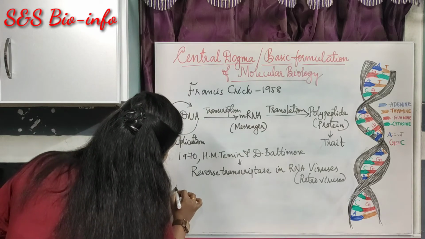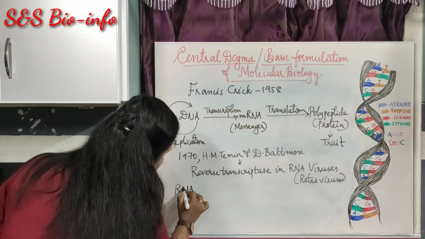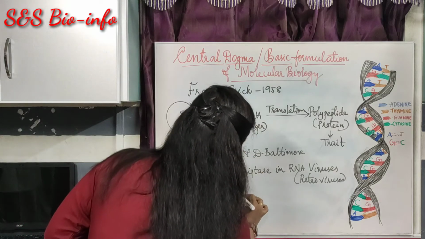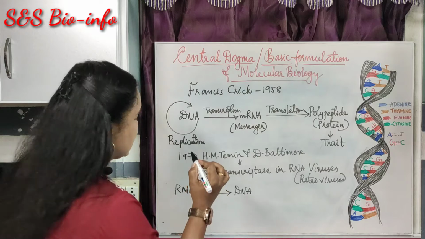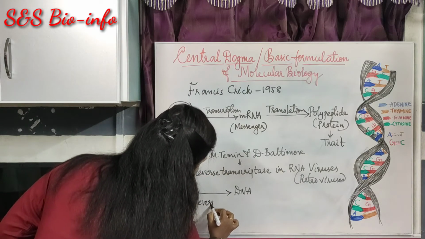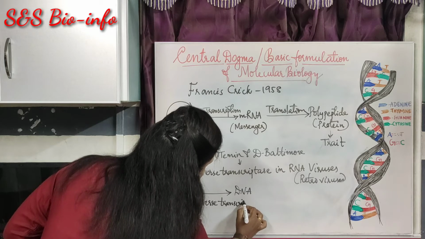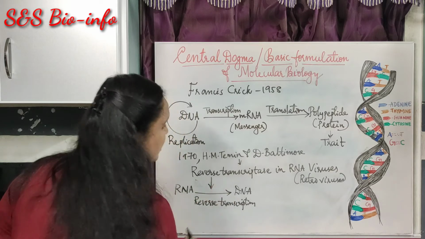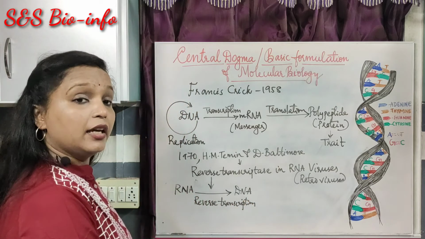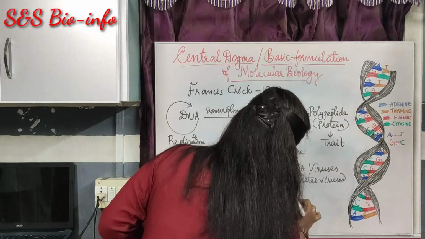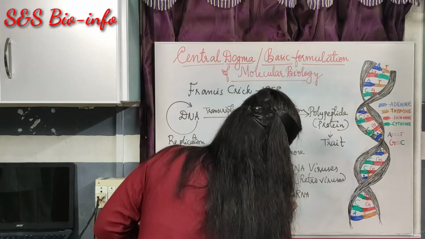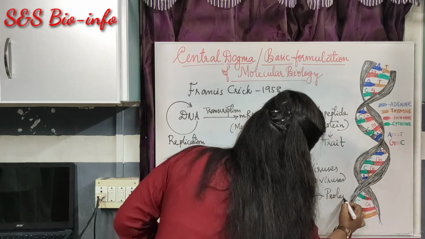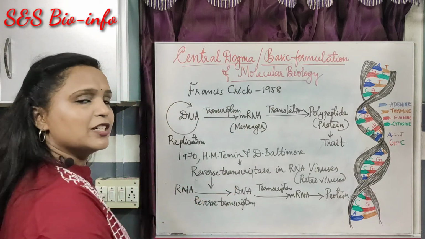So here the genetic material of the virus is RNA, so that this RNA synthesizes the DNA by a process called reverse transcription, by the enzyme called reverse transcriptase. Okay, this DNA again produces the mRNA by transcription and finally produces a protein. This happens in reverse transcription.